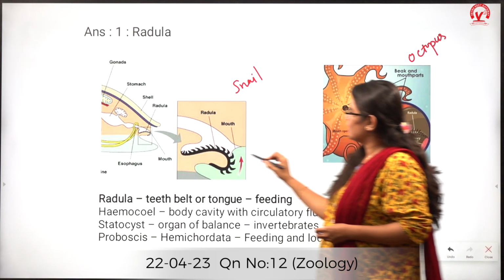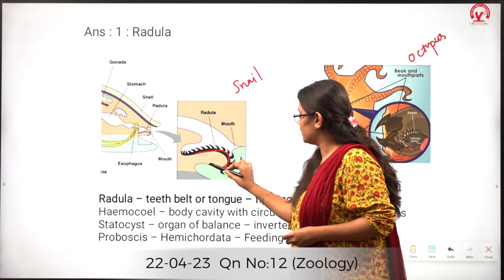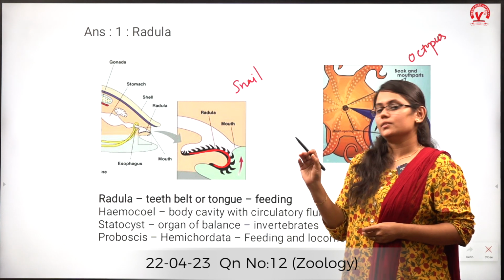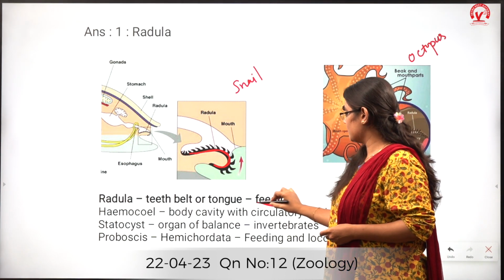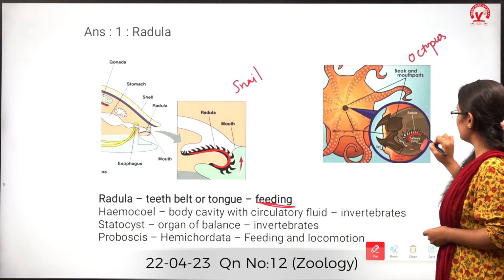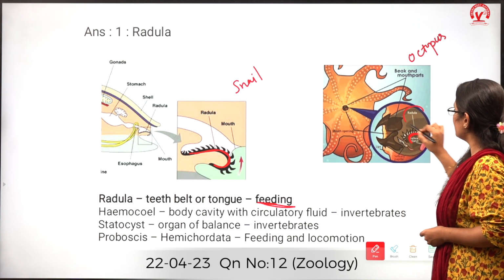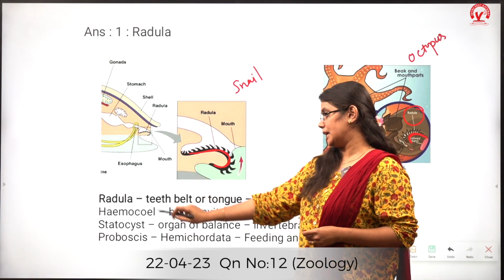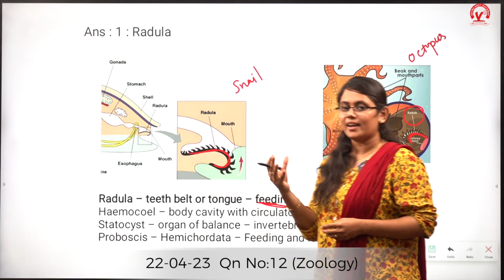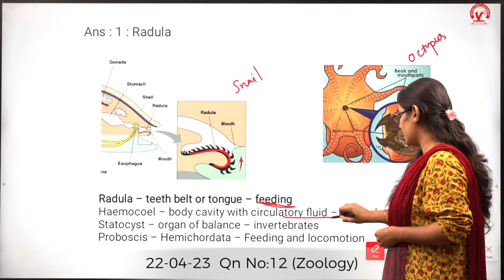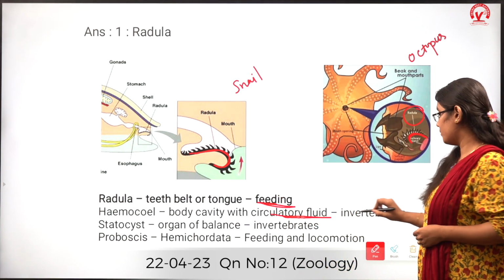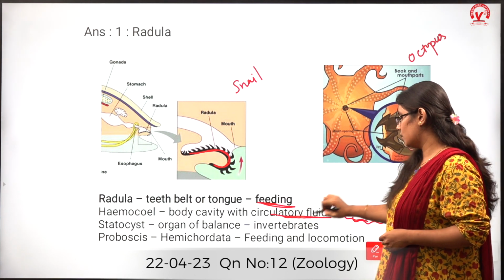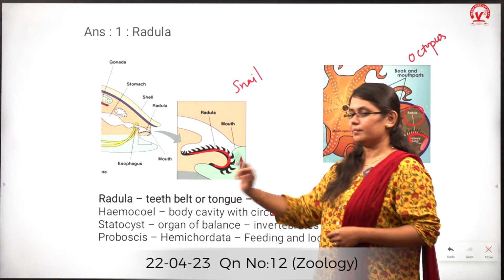You can see in the mouth there is a teeth belt or tongue-like structure which is called the radula. This radula is used for feeding. Okay. Here in the octopus also we can see the teeth belt-like structure called the radula. So, radula is the correct answer. Coming to the other options, hemocoel. Hemocoel is the body cavity which has circulatory fluid. The body cavity of invertebrates, not vertebrates, which contains circulatory fluid is called the hemocoel.